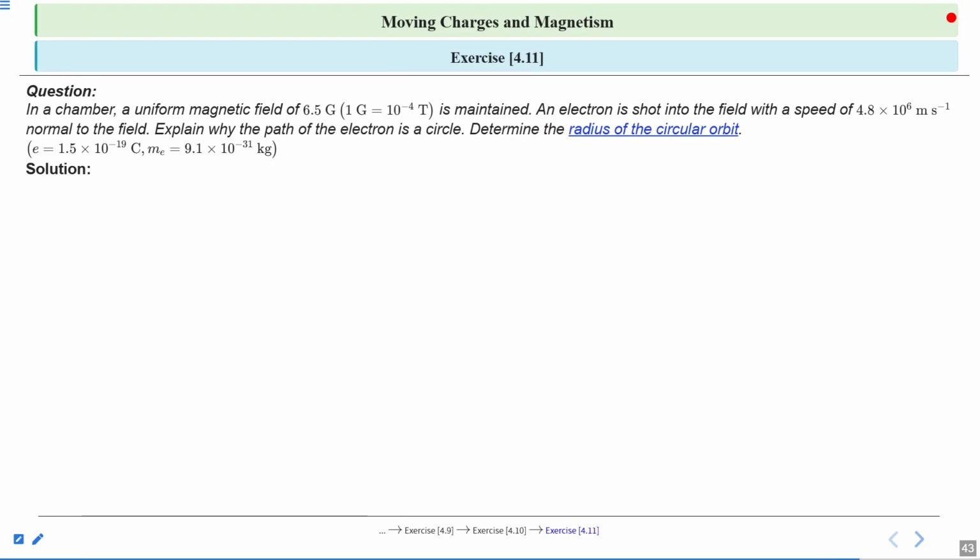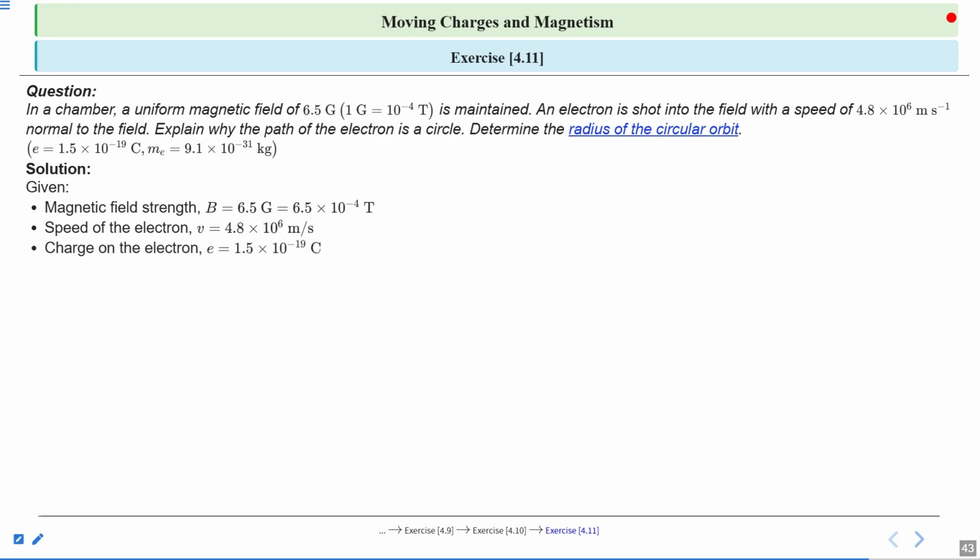So let's see the solution. What is given? Magnetic field strength B equal to 6.5 Gauss, which is equal to 6.5 into 10 to the power minus 4 Tesla. Speed of the electron is given, v equal to 4.8 into 10 to the power 6 meter per second, and this electron is shot normal to the field. Charge on the electron is given, e equal to 1.5 into 10 to the power minus 19 coulomb. Mass of the electron is given, Me equal to 9.1 into 10 to the power minus 31 kg. Angle between the velocity of the electron and the magnetic field is also given, theta equal to 90 degrees.